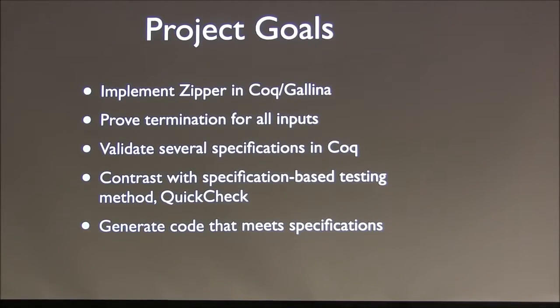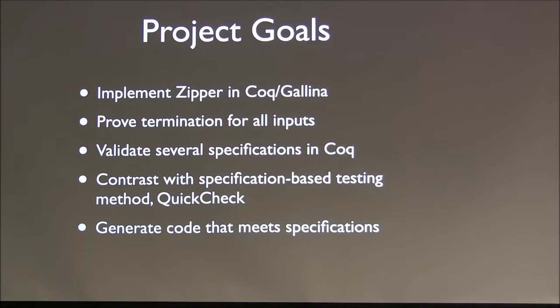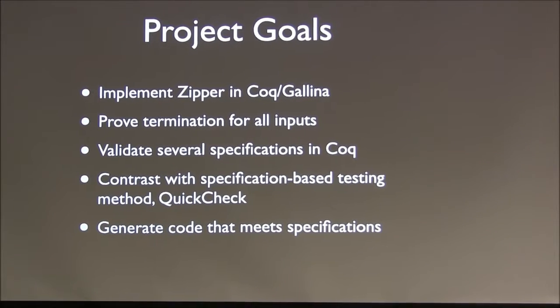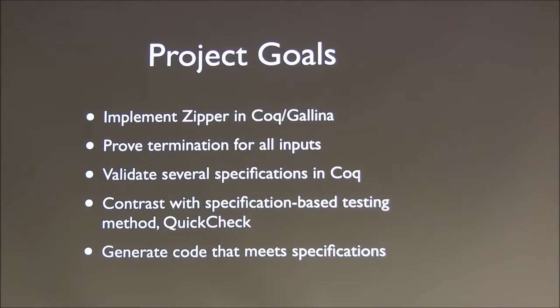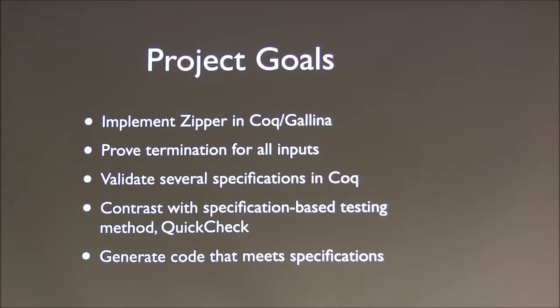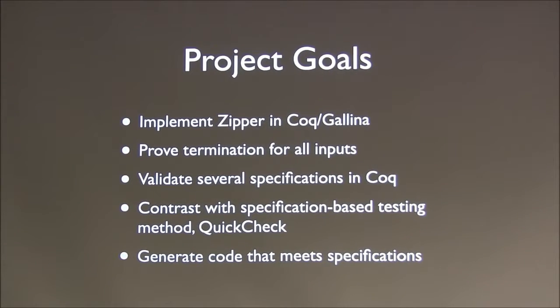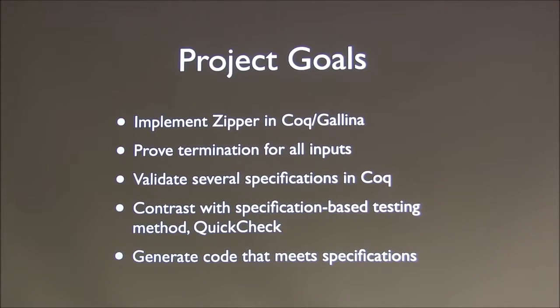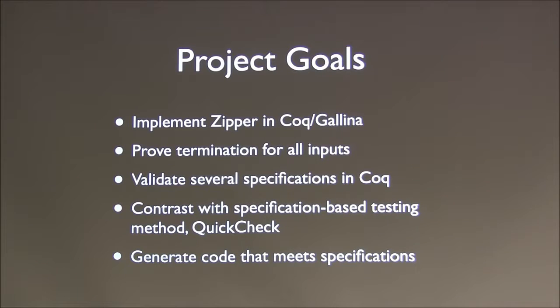But the goals were, for a zipper implementation, prove that for any possible input, so any tree, any modification function, the program would terminate, which is usually a relatively hard property to show. And then there are some other specifications I wanted to prove as well. Do a little bit of comparing and contrasting with QuickCheck, and then automatically generate code that would preserve those specifications. So generate code that I could prove would always terminate no matter what you did.